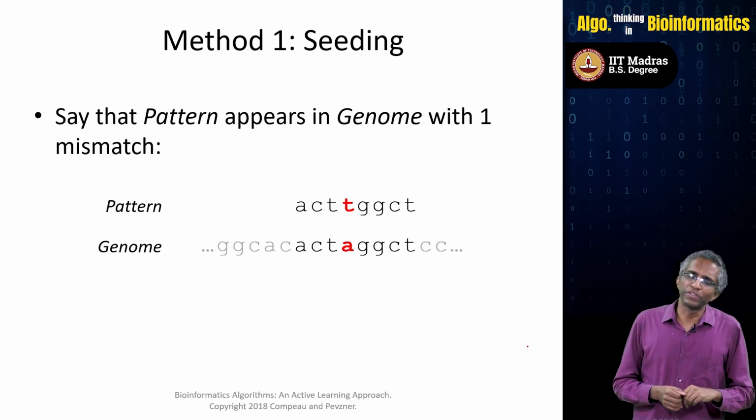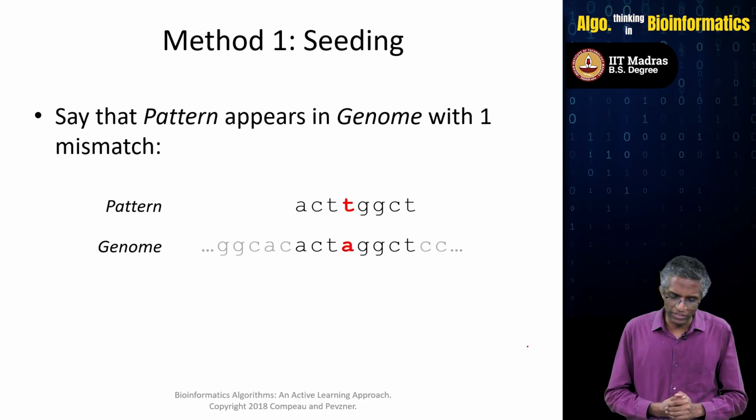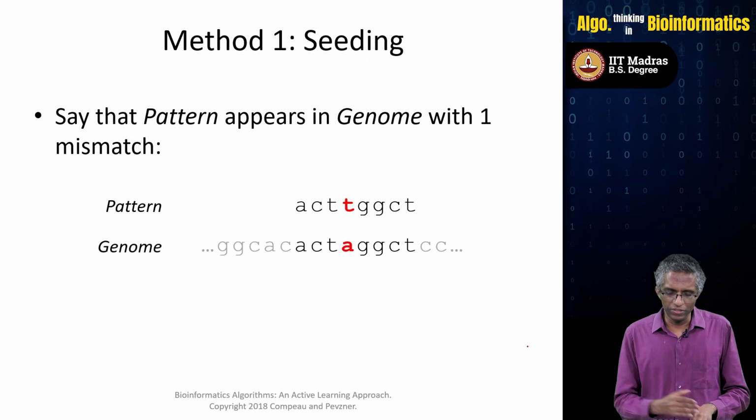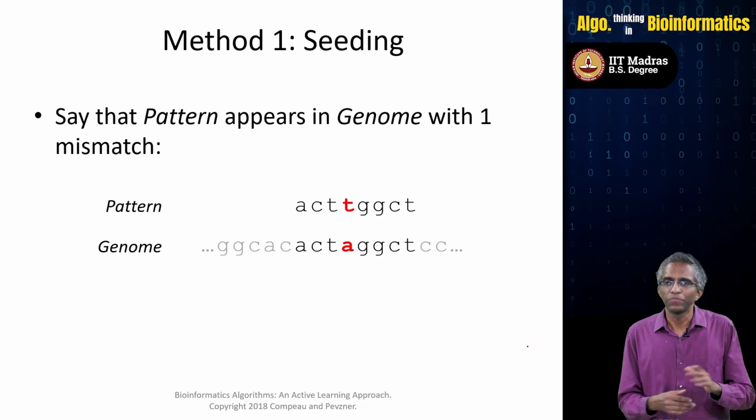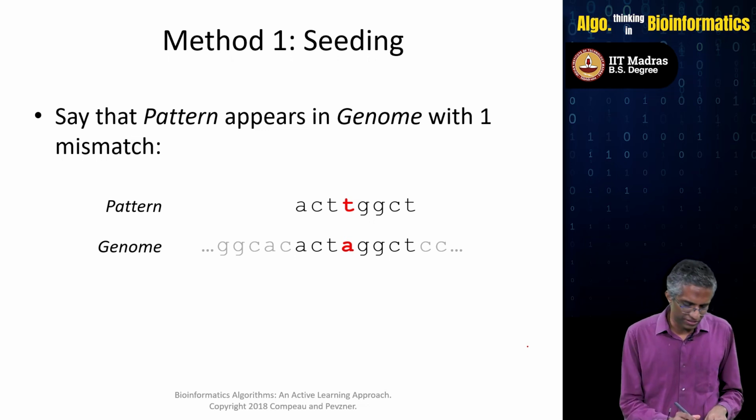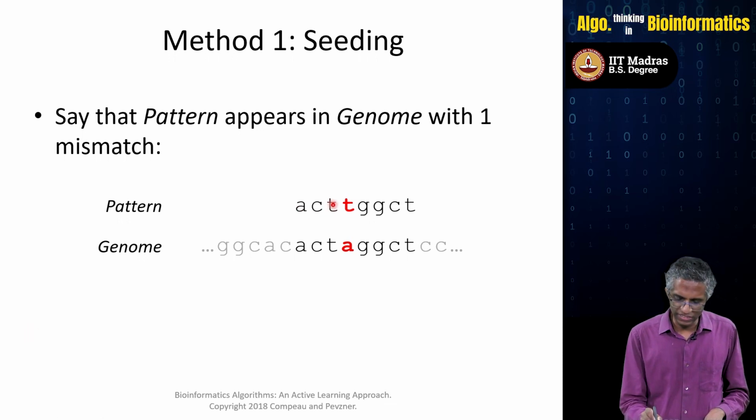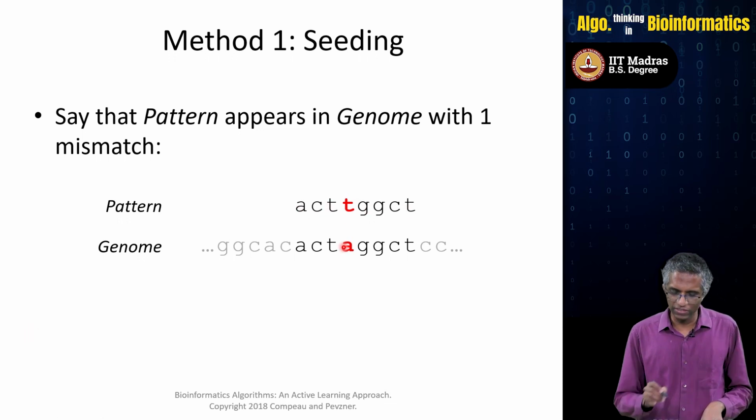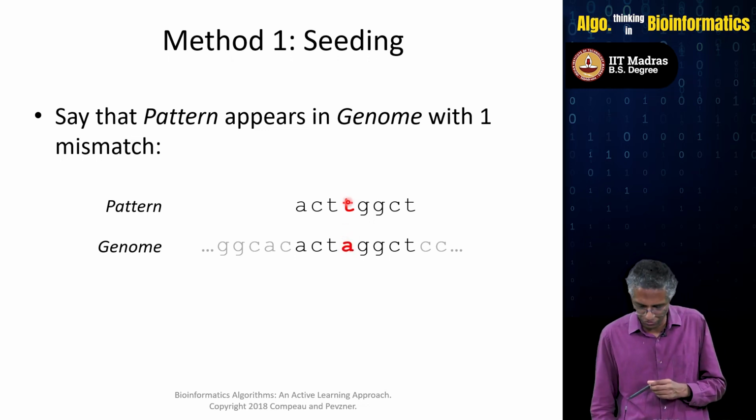Like I said, we are going to reduce this inexact matching problem to an exact matching problem, and the way we do that is, let's say that the pattern appears in the genome with one mismatch, like this, where ACT, GGCT are the same, but then the T gets changed into a A. This ACT is the same, GGCT is the same, this A in the genome gets changed to a T in the personal genome.